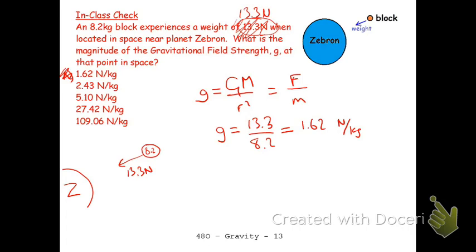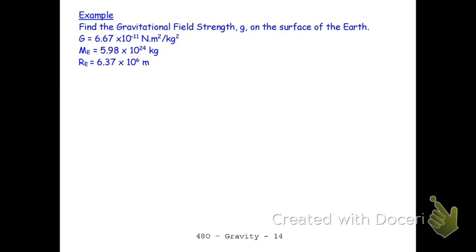So that, if you knew the big M, which is the mass of the planet Zebron, and you knew the distance from this point to planet Zebron, you'd use the first one, yes. And we're going to do actually a little bit of that here.